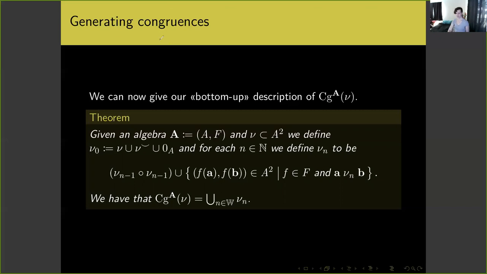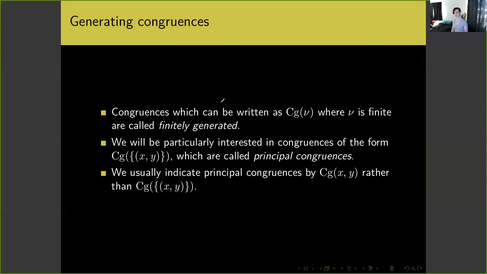Okay, so accepting that that is the case, we are going to have special types of congruences which we're interested in. So congruences which can be written as the congruence generated by nu for some finite set nu are called finitely generated, which seems pretty reasonable to me.